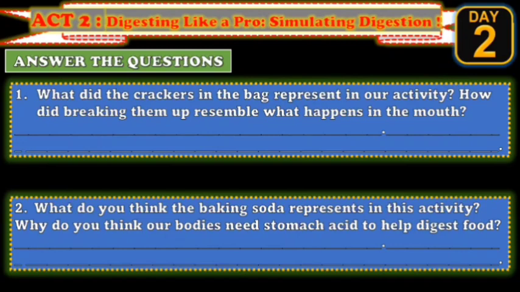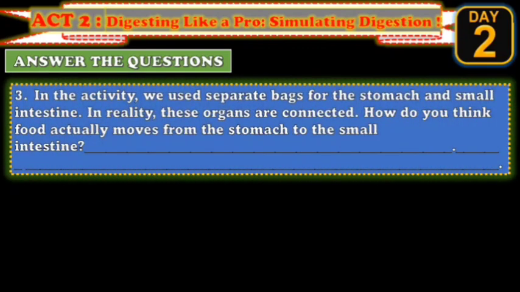Number 3 question. In the activity, we use separate bags for the stomach and small intestine. In reality, these organs are connected. How do you think food actually moves from the stomach to the small intestine?